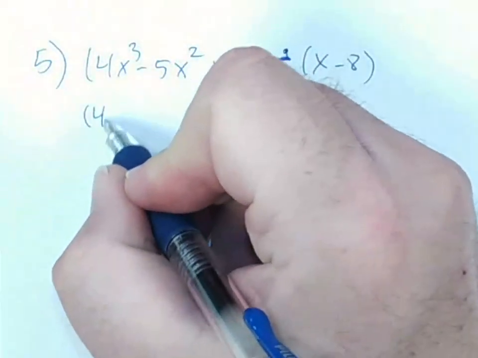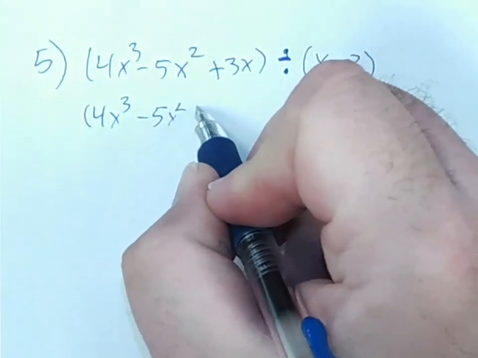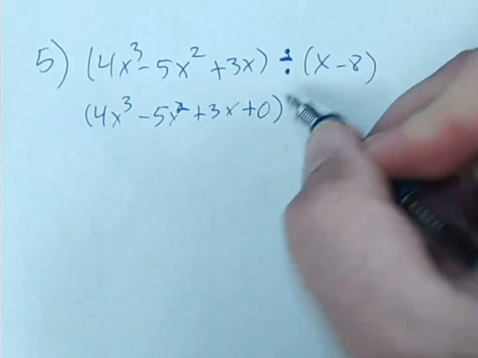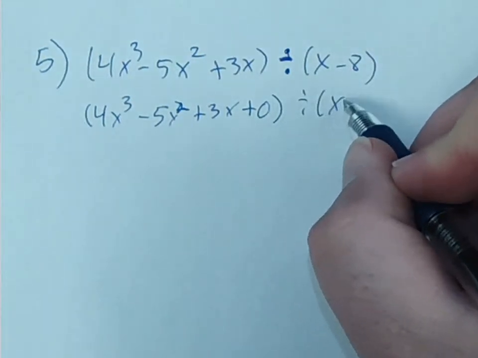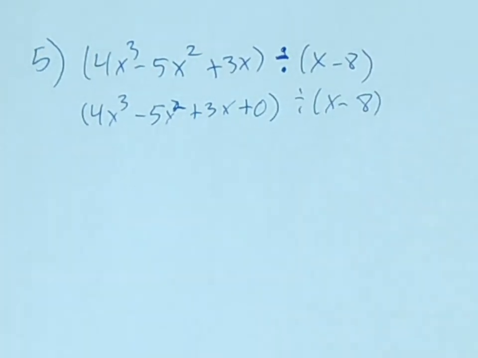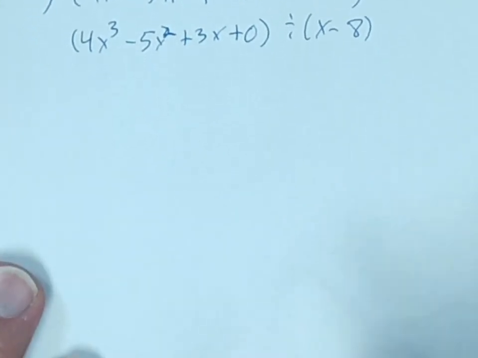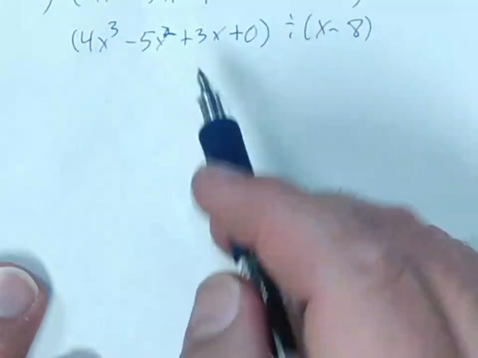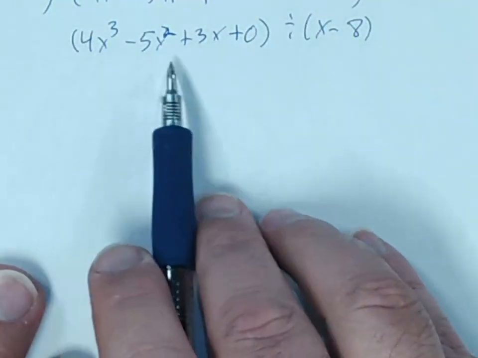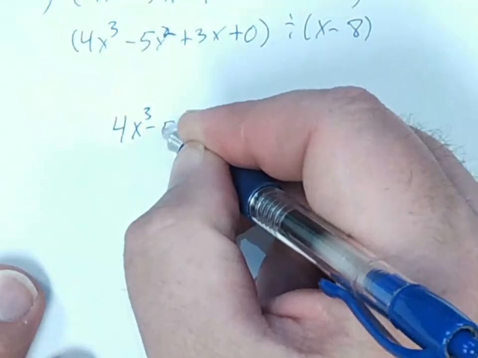So I'm going to rewrite this. Got my x cubed, got my x squared, got my x, and I'm going to go ahead and put plus 0 in there, just as a placeholder. This other one looks fine. I got x and I got a constant. So let's divide. Now that I have adjusted to make sure that all of my place values are full, if you will, let's go ahead and divide this bad boy.